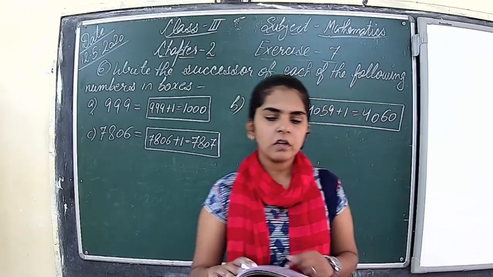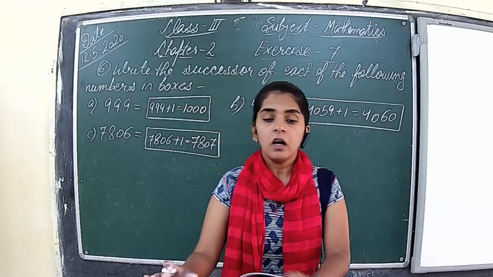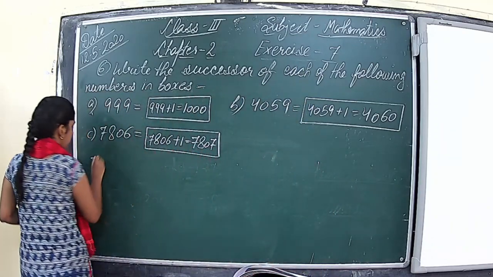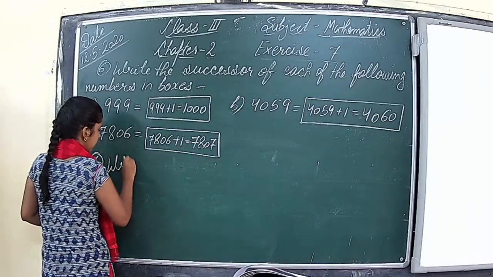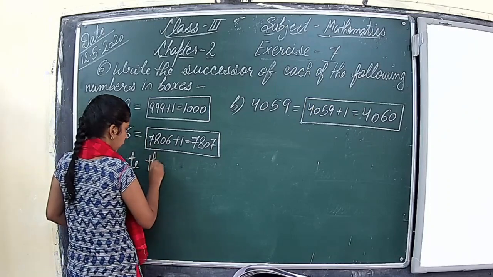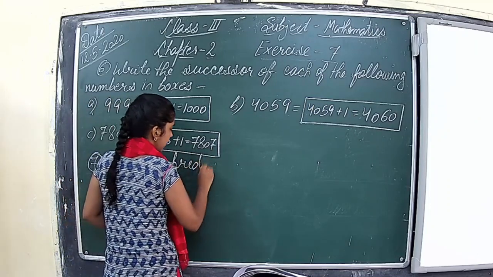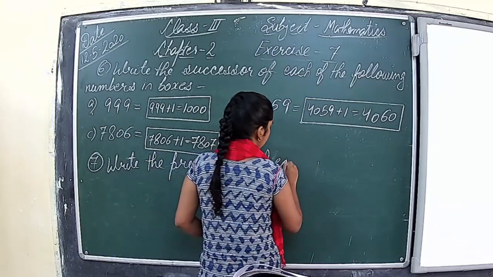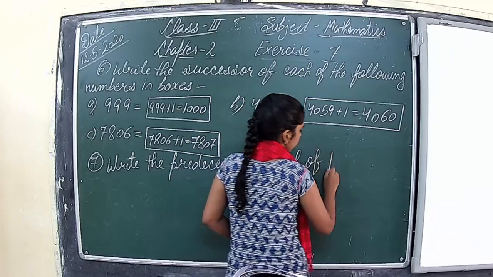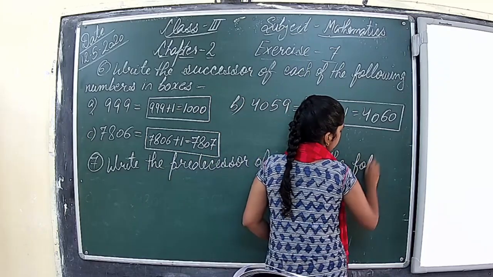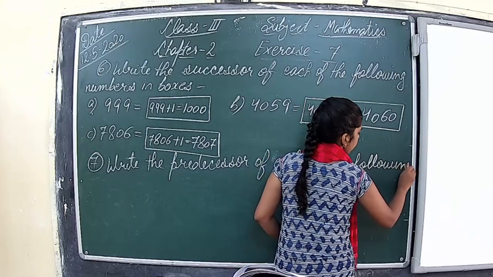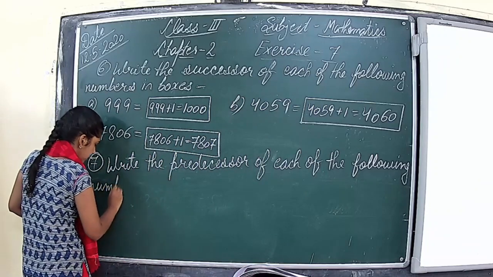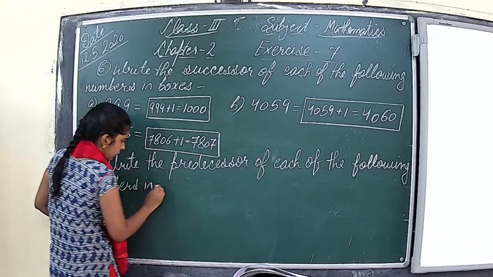So let us move towards our next question, question number 7. Write the predecessor of each of the following numbers in the boxes.